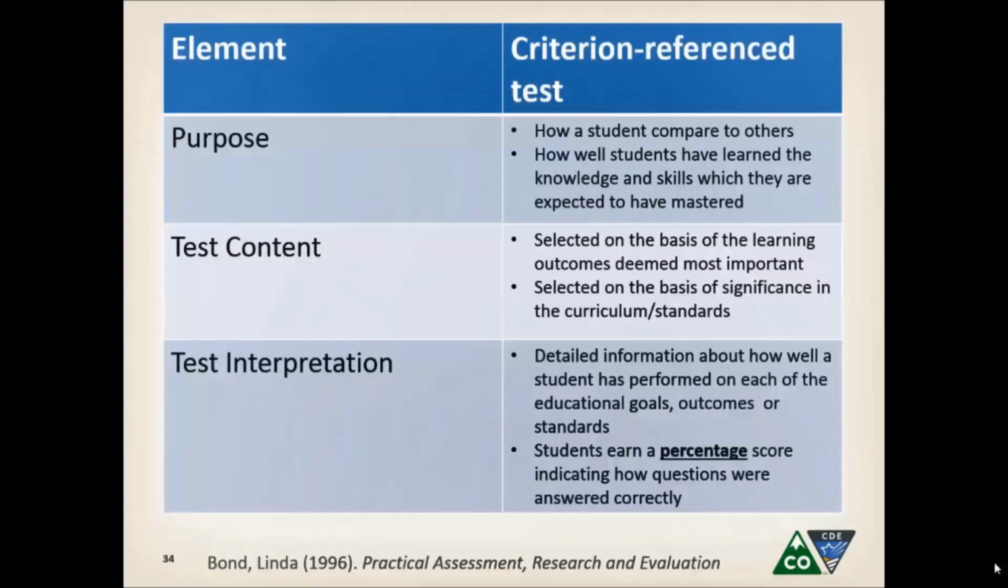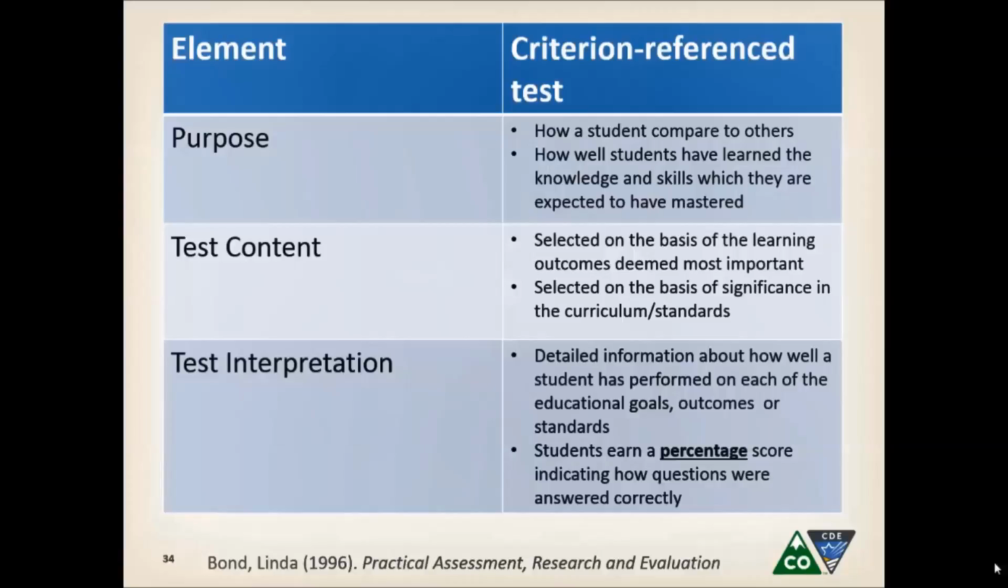Now, the purpose of a criterion reference test then is to determine how a student compares to other students and to see how well a student has learned the knowledge and skills which they were expected to master. Therefore, test content is selected on the basis of what were the original learning outcomes? What did we deem most important for this student to learn? And we will select that content based on the significance of our curriculum or possibly our state standards.